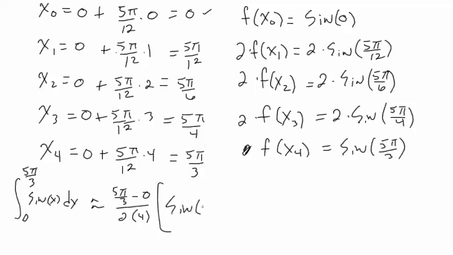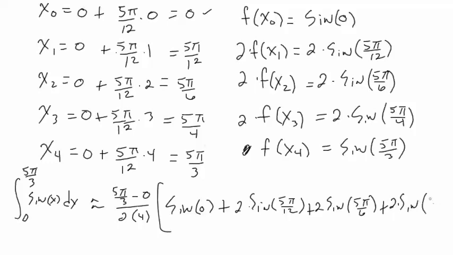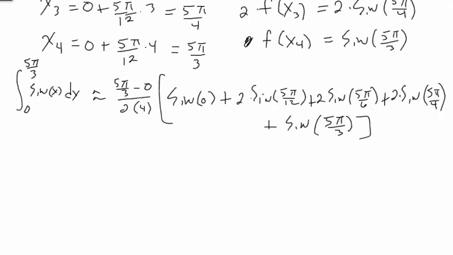So you would say sine of 0 plus 2 times the sine of 5 pi 12ths plus 2 times the sine of 5 pi 6ths plus 2 times the sine of 5 pi fourths, and of course I'd run out of room, plus sine of 5 pi thirds. We'll close that off. So we just had to bring this down. Now you can get the exact value on this stuff, but since we're approximating to 4 decimal places, what's the point? We'll just plug all this stuff in and see what we end up with. So I'm going to go ahead and get this number here first.